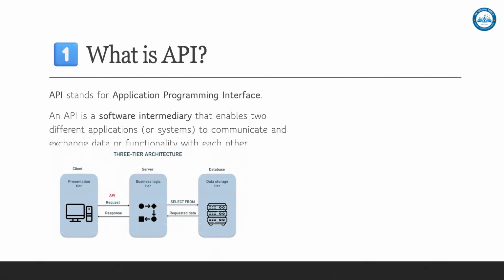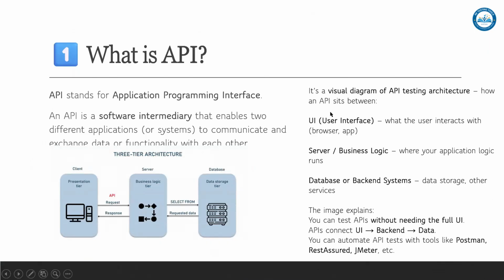Another example, if you imagine a three-tier application, we have the presentation layer that is a client, the business layer or server, and the database layer. In the presentation layer, you see a visual diagram of API testing architecture. It is a user interface where we are accessing the application in the browser. That is called a presentation layer. So this is a client. The client is requesting data from the server. The client is sending the request to the server by using an API.